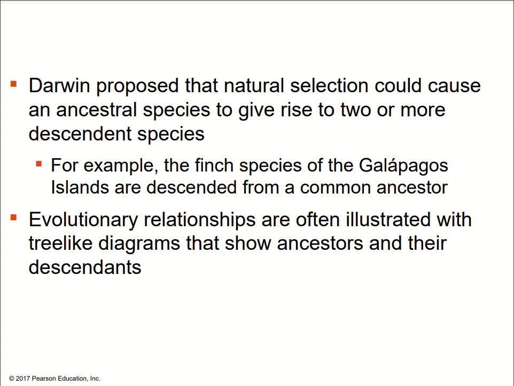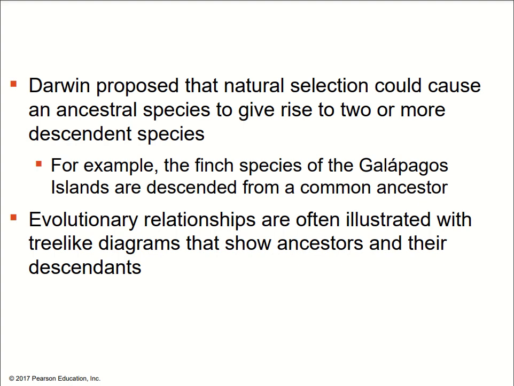Darwin proposed that natural selection could cause an ancestral species to give rise to a different species from the original, or sometimes more than one descendant species. For example, the finches in the Galapagos Islands are descended from some common ancestor, but some finches have hard beaks that are strong enough to crack nuts, and some have longer, slender beaks that are easier at reaching bugs that are further within a tree.